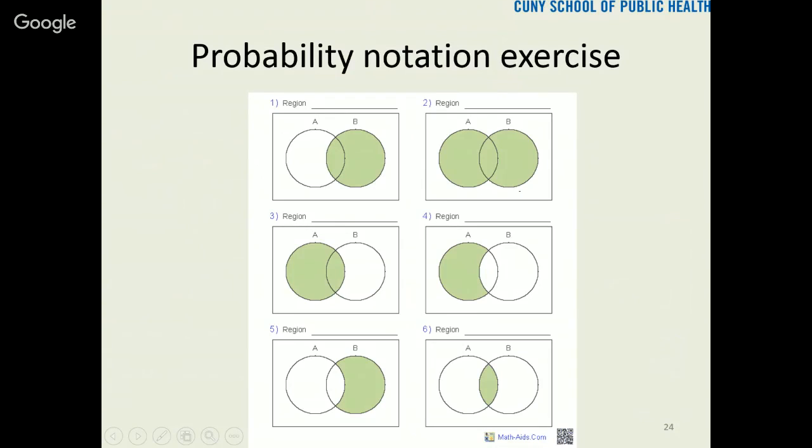All right, a couple little interactive questions for you. Please join in online too. How would you write down this probability shown in the Venn diagram in number 1?